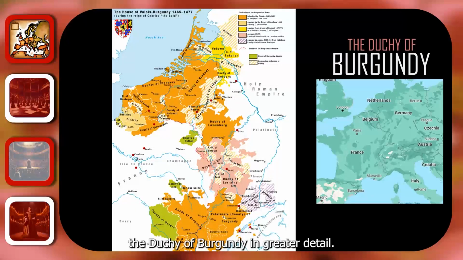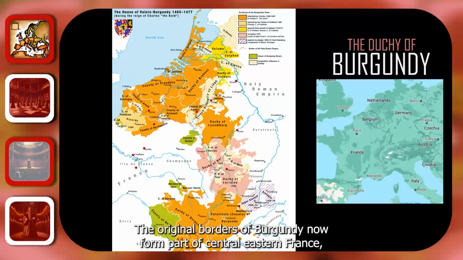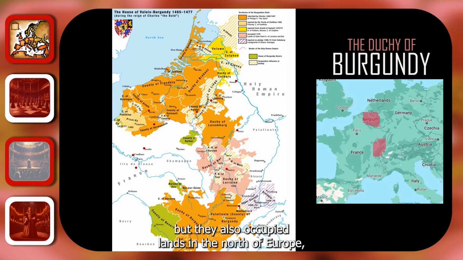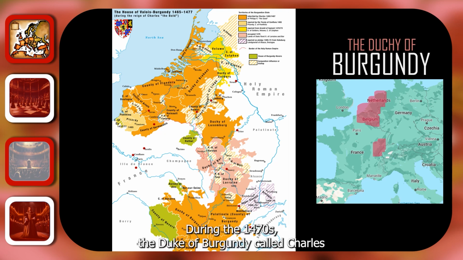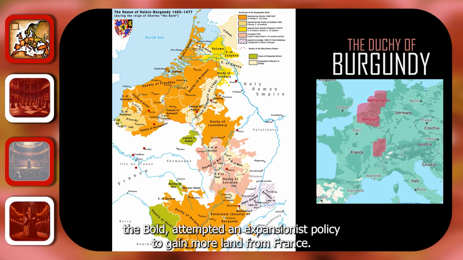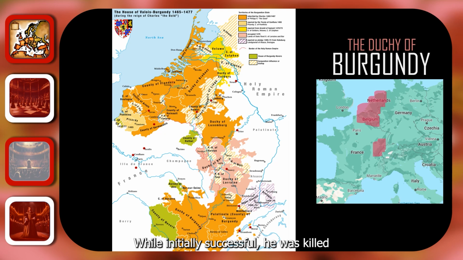Now let's study the Duchy of Burgundy in greater detail. The original borders of Burgundy now form part of Central Eastern France, but they also occupied lands in the north of Europe, what is modern-day Netherlands and Belgium, but was simply known as Flanders in the late 15th century. During the 1470s, the Duke of Burgundy, called Charles the Bold, attempted an expansionist policy to gain more land from France. While initially successful, he was killed in battle in 1476.